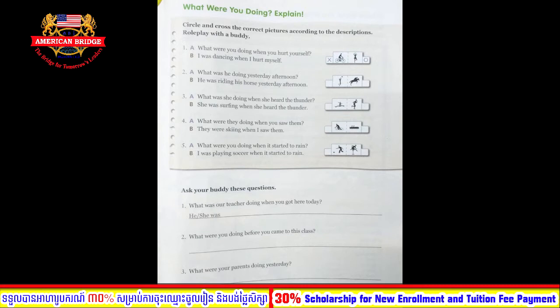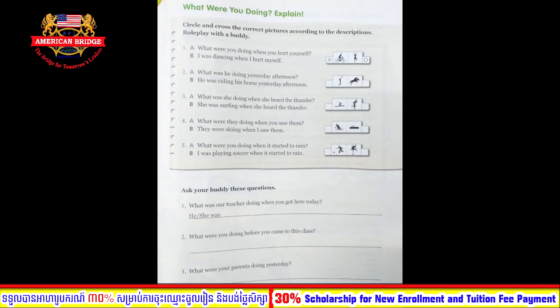Alright, number 2. A. What was he doing yesterday afternoon? B. He was riding his horse yesterday afternoon. 3. A. What was she doing when she heard the thunder? B. She was surfing when she heard the thunder. 4. A. What were they doing when you saw them? B. They were skiing when I saw them. 5. A. What were you doing when it started to rain? B. I was playing soccer when it started to rain.